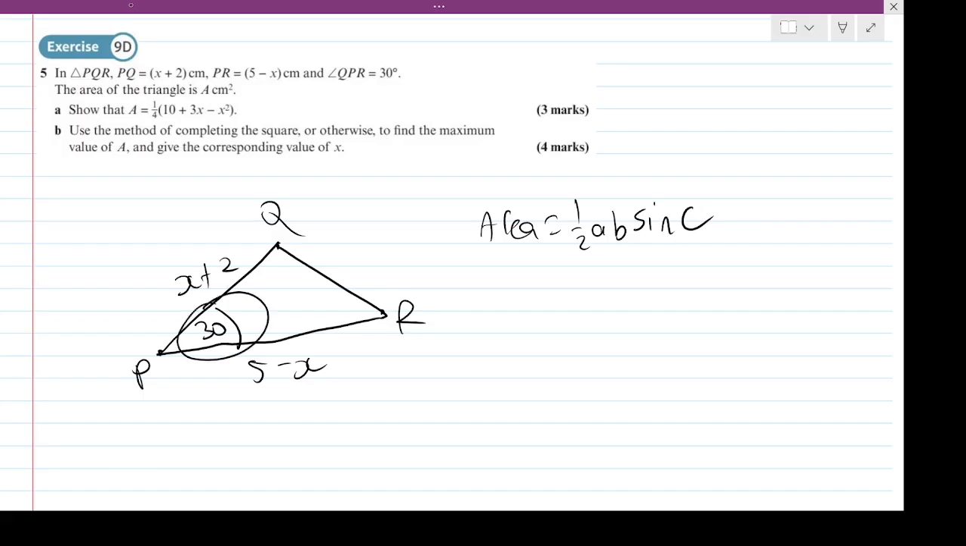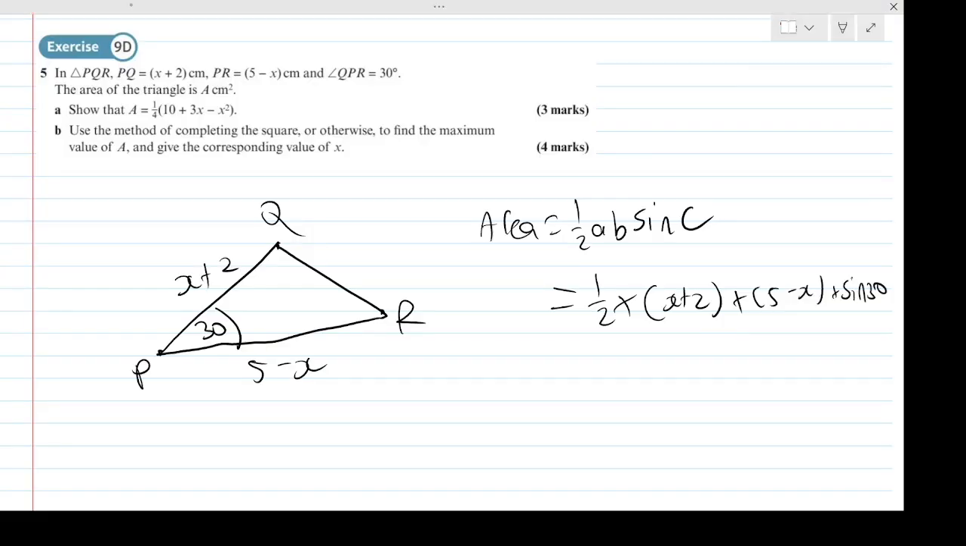Because we've got the angle and it's between two sides that we know, right? So therefore we can say it's going to be half times one of the sides, so x plus 2, times 5 minus x, times sine 30. And again, there's algebra, there's x's, not definite numbers, but you just do the same process either way, right?